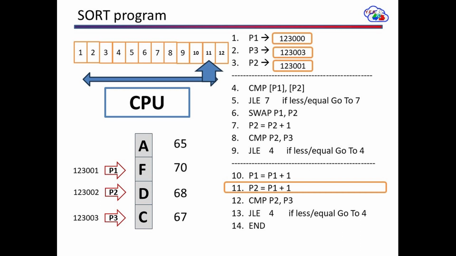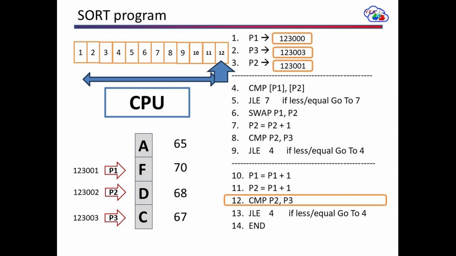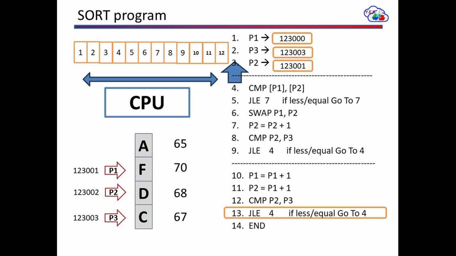P2 points to 123002. Compare P2 with P3. Skip if P2 is less than or equal to P3. Skip if 123002 is less than 123,003. It's true, then jump to slot 4.